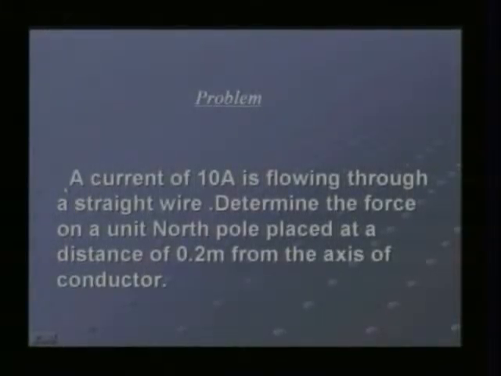The given problem is, if a current of 10 amperes is flowing through a straight wire, determine the force on a unit north pole placed at a distance of 0.2 meters from the axis of conductor. Now, we will see the solution.